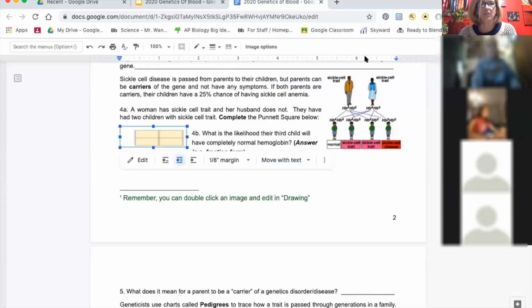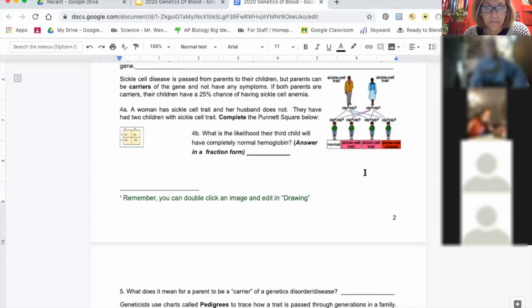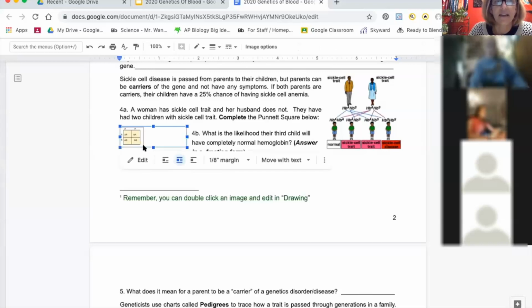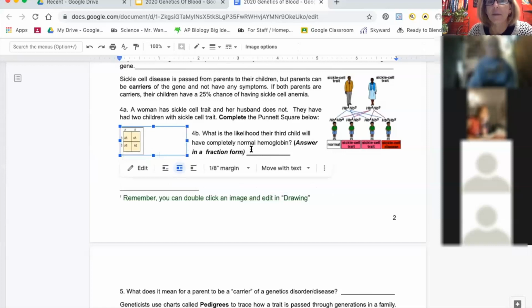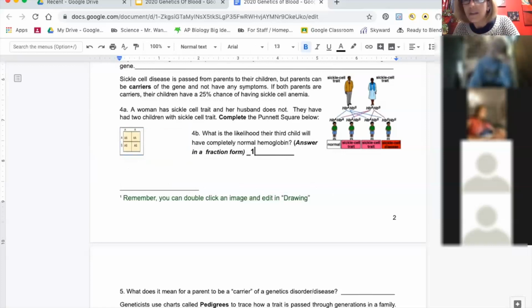Okay. So now that I've edited that, the question is, what is the likelihood that their third child will be completely normal? So homozygous A. So what do you think from this square, which somehow shrunk when I did it? Two of the boxes were homozygous A, two of the boxes were heterozygous. So in fraction form, what would be my answer? 1/2, 2 out of 4.